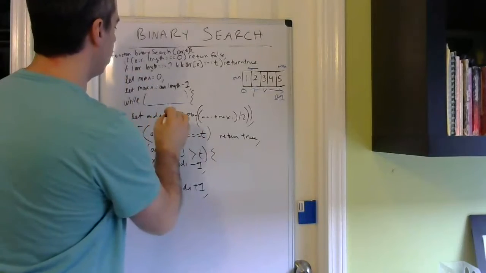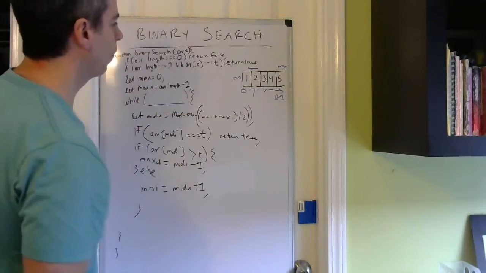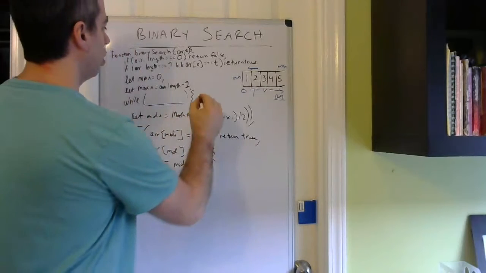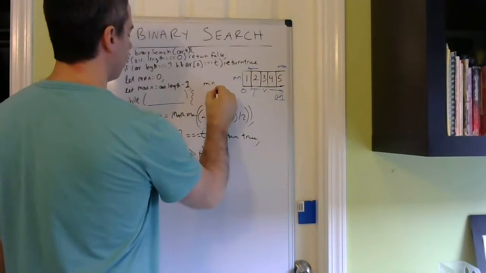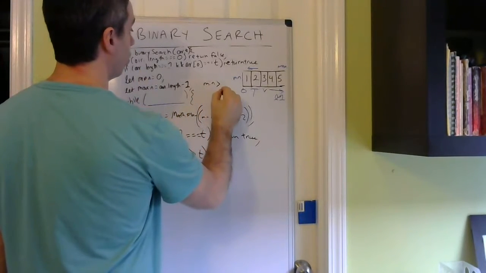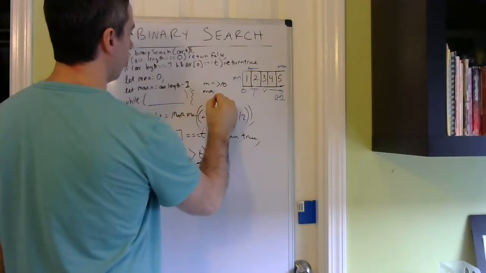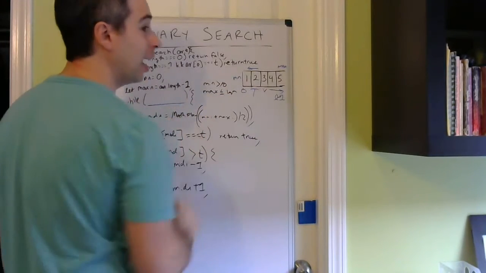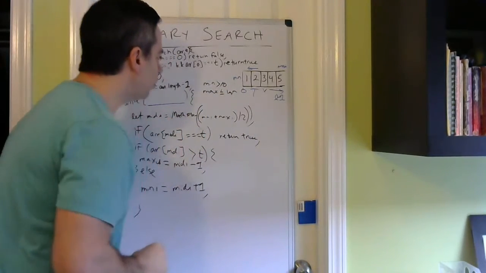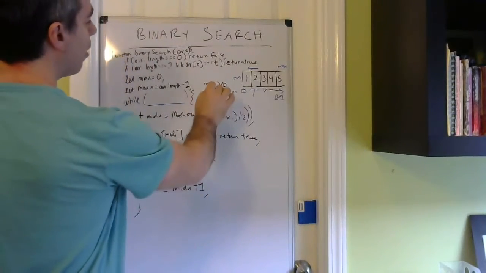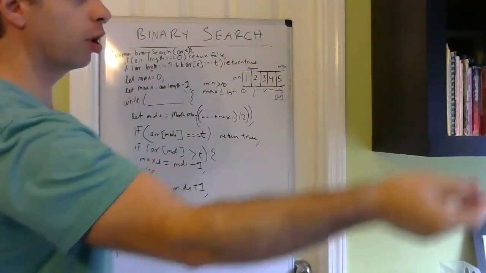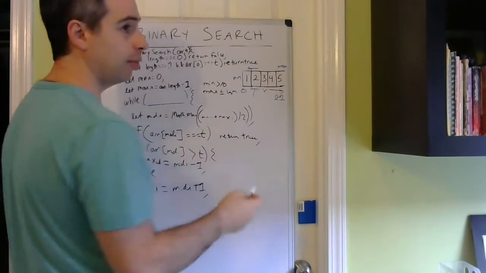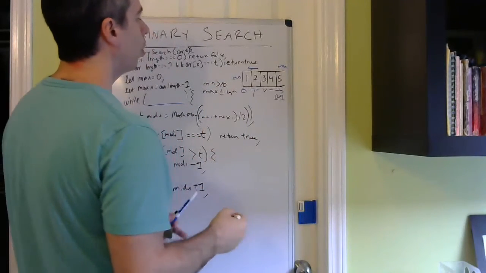How do I know if I need to keep going or not? I could say the minimum is greater than or equal to 0, and that the maximum is less than or equal to the length, right? But that would mean that my minimum could keep growing and growing and never stop. It also means that my max could keep getting less and less. What does that mean?